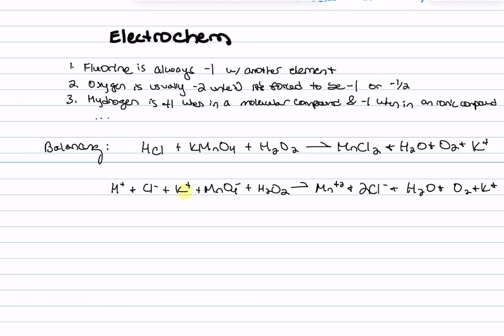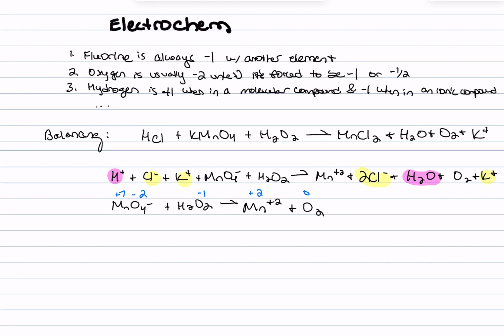And from here, we're going to remove anything that exists in an aqueous solution, like H+ and H2O. And from there, we are left with MnO4- plus H2O2 goes to Mn2+ plus O2. And the second step is to think about what's oxidized and what's reduced, and we can use oxidation and reduction numbers for that. And so we find that oxygen is oxidized since it goes from -2 in MnO4- and -1 in H2O2 to 0 in diatomic oxygen. And on the other hand, Mn is reduced from +7 in MnO4- to +2 in Mn2+.